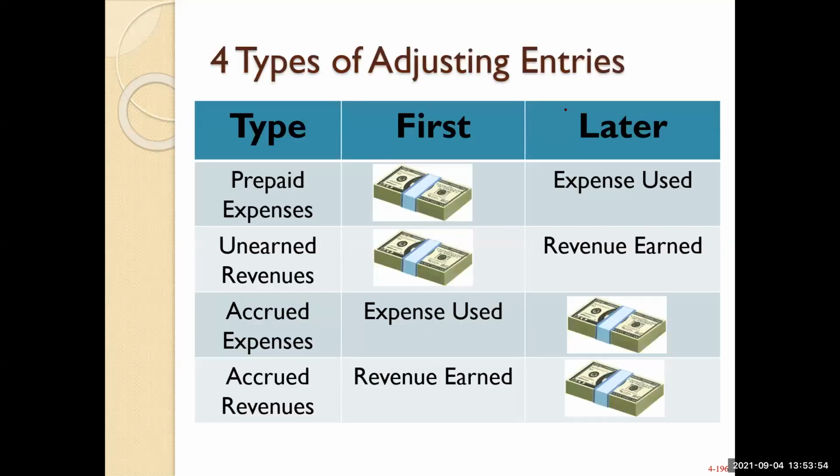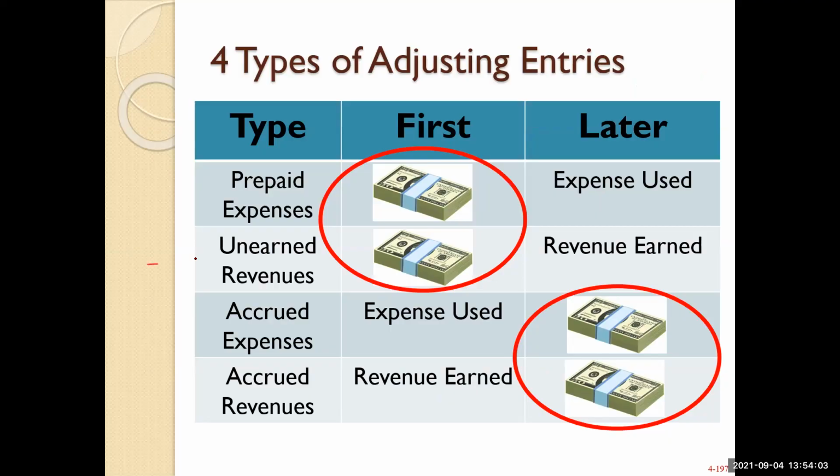So there are 4 different types of adjusting entries. 2 of them we've already learned about: prepaid expenses and unearned revenues. We've already learned about these 2 in class. And we are also going to learn about 2 others: accrued expenses and accrued revenues. And you see that in each of these scenarios, there is cash that is changing hands at a different time than the revenue or expense.